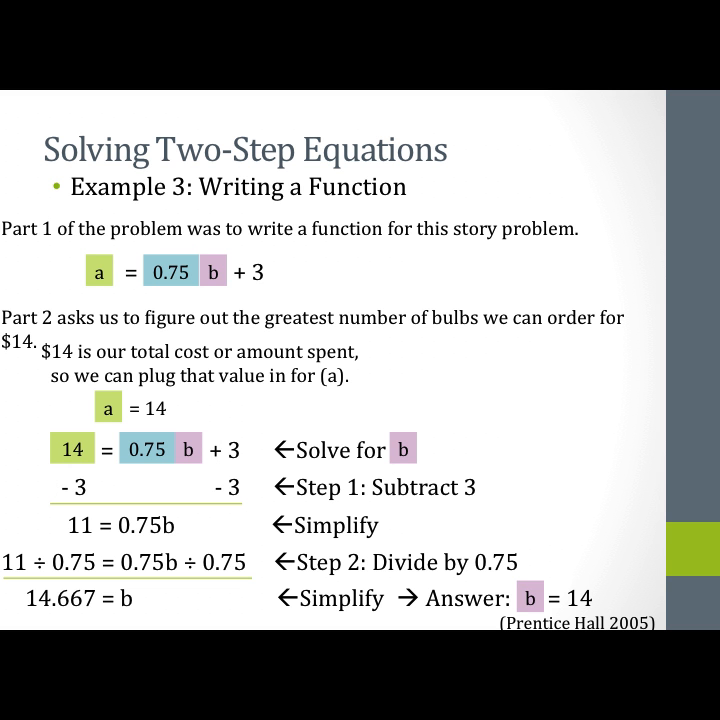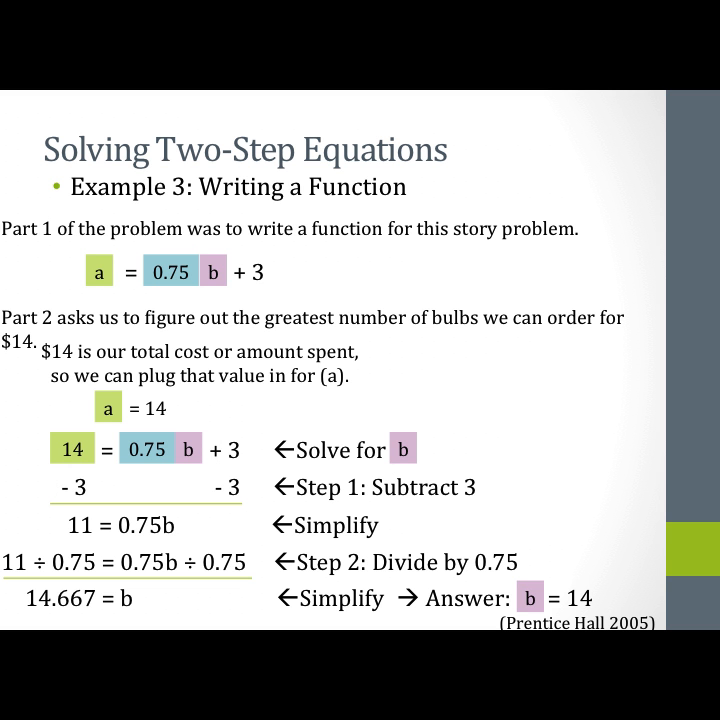If we try to get the B term by itself, we're going to perform the opposite operation. In this case, if B is being multiplied by 0.75, you perform the opposite of multiplication, which is division. So we're going to divide both sides by 0.75, as seen here, which is step 2. If we simplify this, then we have B equals 14.667.